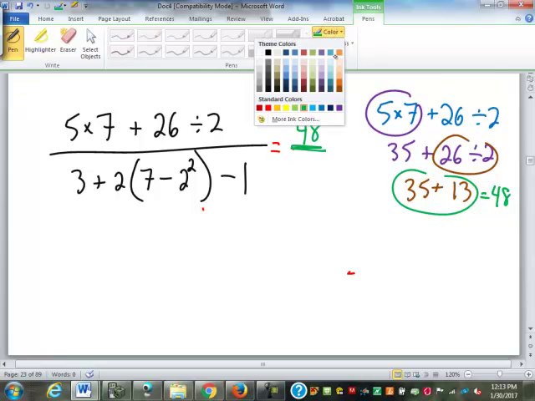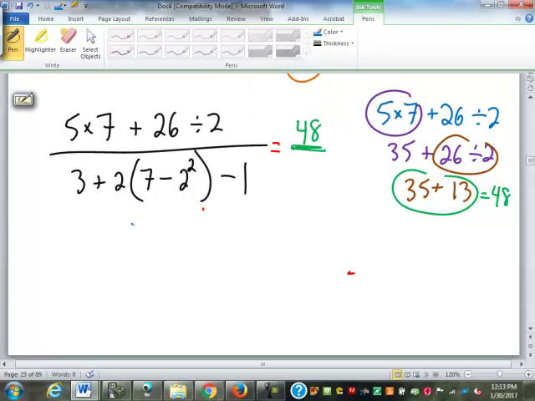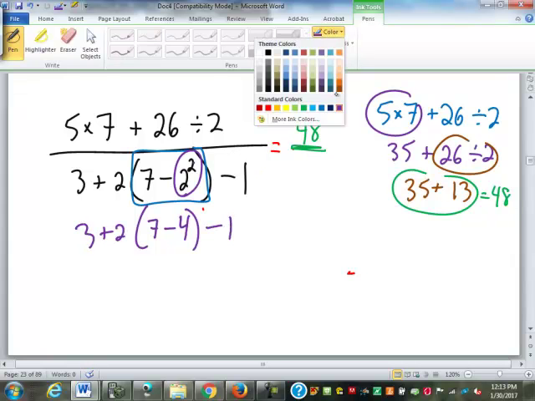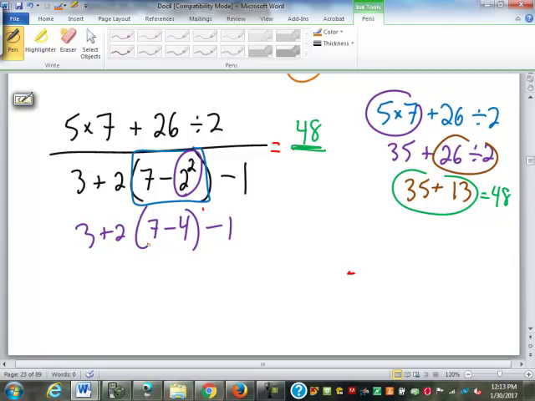On the bottom, what do we do first? Parentheses. And in the parentheses, we have to do 2 squared, which is 4. What's next? Yep. 7 minus 4 is 3. Perfect.